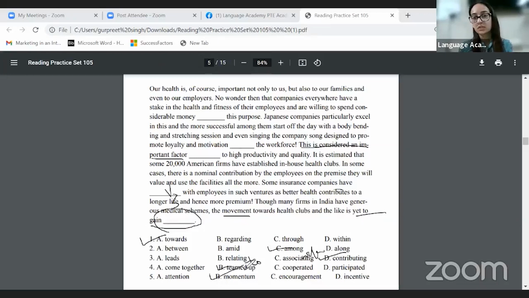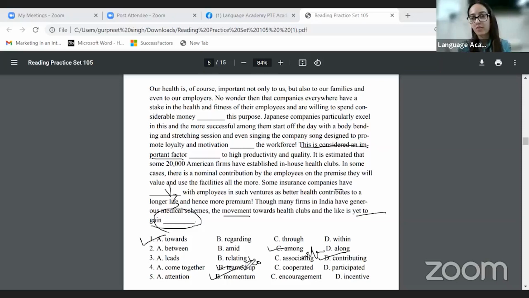Momentum means pace, which means this movement is not very popular. It's yet to gain popularity. Popularity means momentum, which means not many people are attracted towards it, or not many people are participating in it. So it has not got the momentum it requires. That participation, that popularity, is called momentum. We cannot say the movement is yet to gain attention, because attention is generally used for negative things, right?